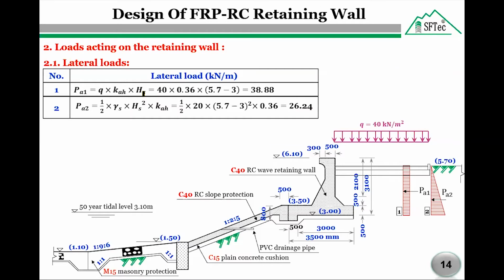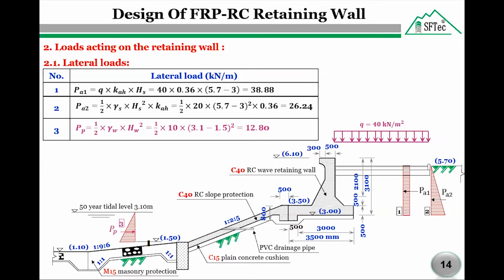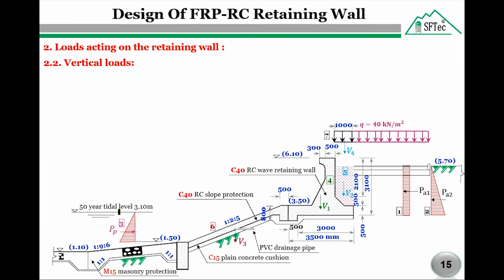The lateral load P active 2 due to soil pressure equals the area of the soil triangle by the coefficient of active earth pressure. The lateral passive earth pressure due to water in front of the wall equals the water triangle area. Now we are going to calculate the acting vertical loads.